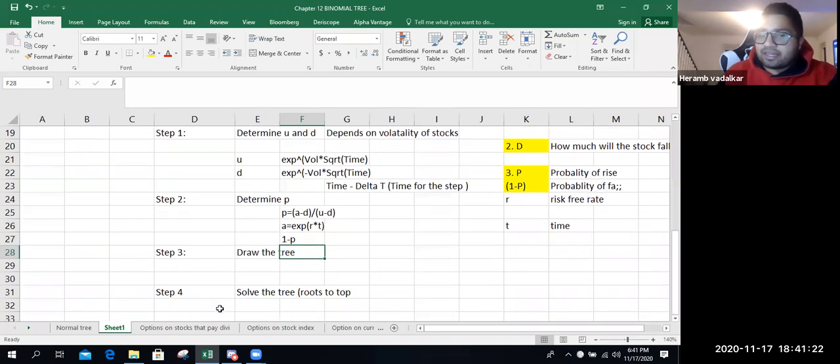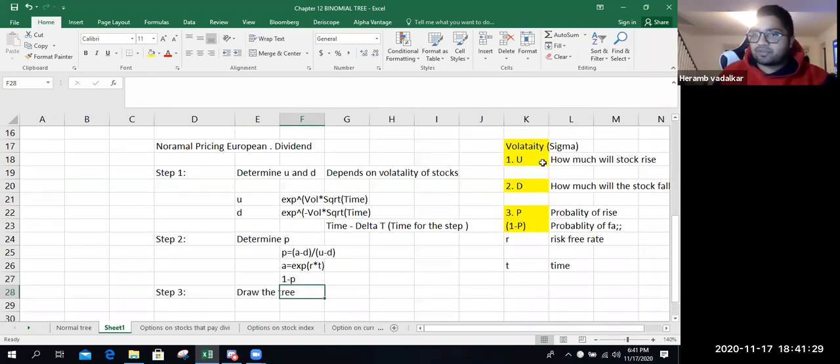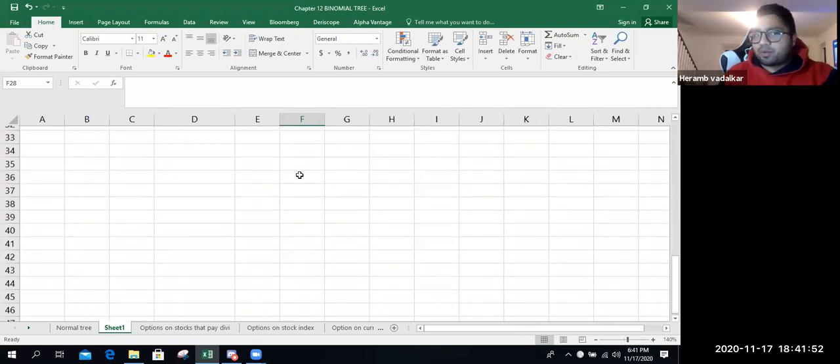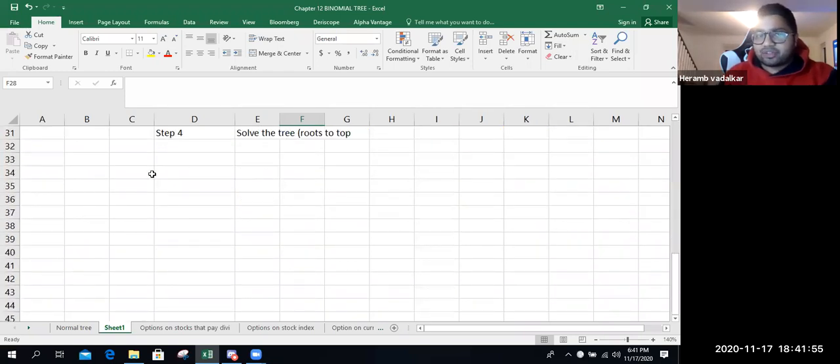Then we draw the tree and solve from the roots, right? We start at the roots and go to the top. Now certain things you have to remember. U is the movement of stock up, D is the movement of stock down, not the probability. P is the probability of rise, 1 minus P is the probability of fall, R is the risk-free rate, and T is time. So let's take some problems and try to do it.